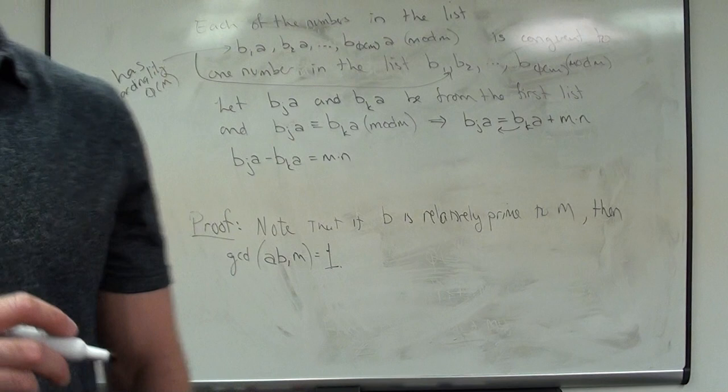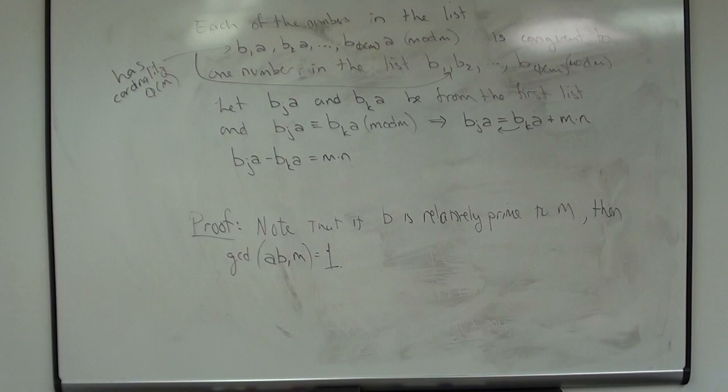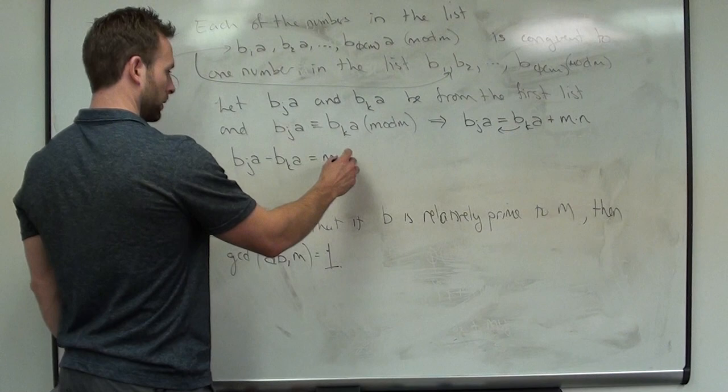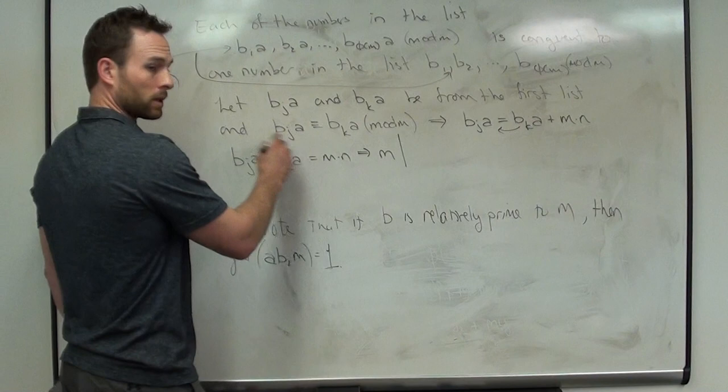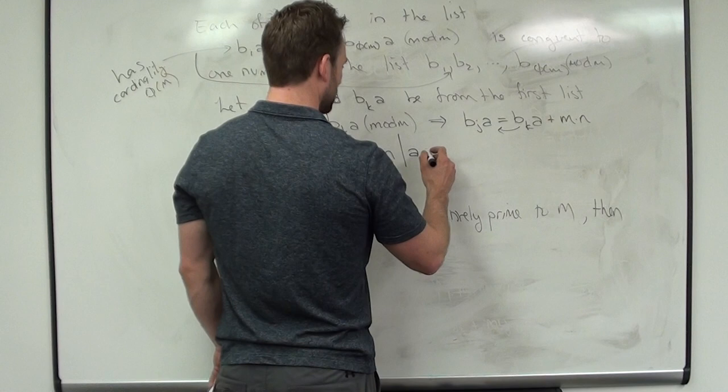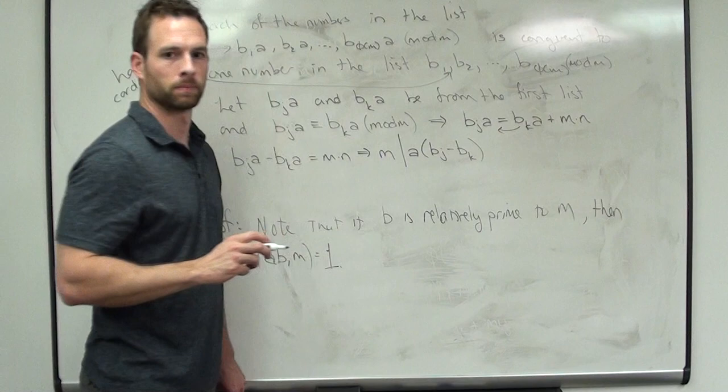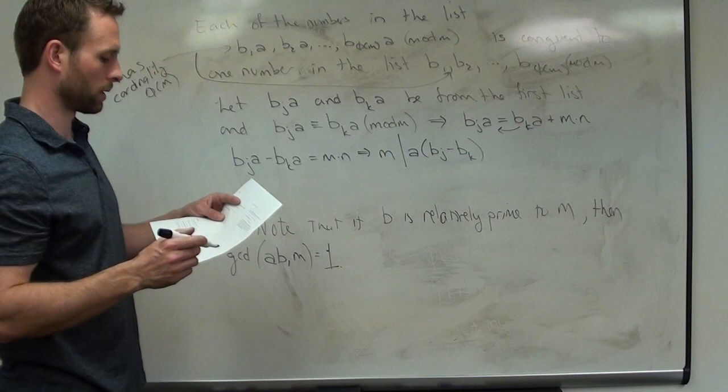This is where we're getting to when I said that m divides a times that. So this right here means m times a natural number or integer is equal to this, and so m must divide this left-hand side, right? And we'll go ahead and factor out the a. m divides a times (b sub j minus b sub k), right? So I filled in a little more gap than what I have right here to make sure we're okay with that.